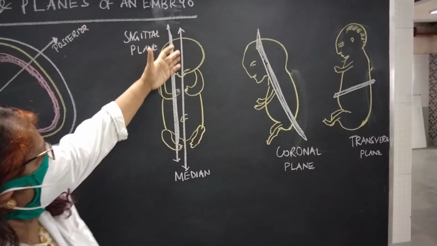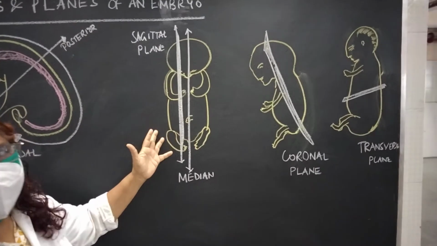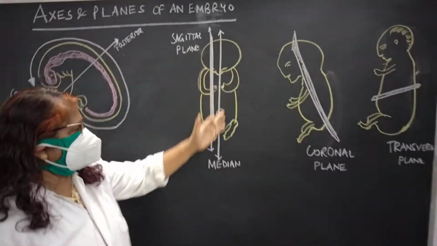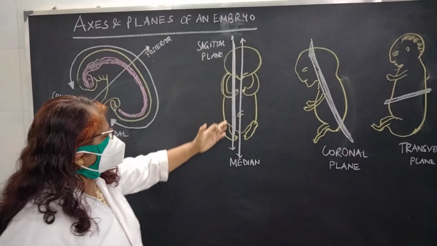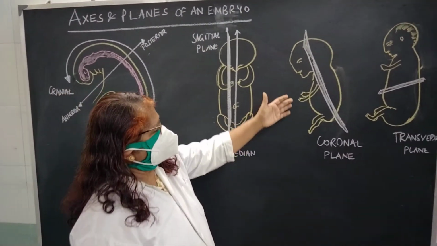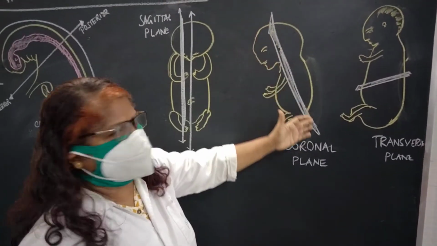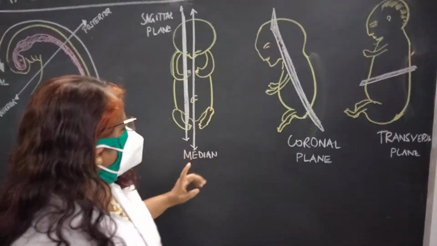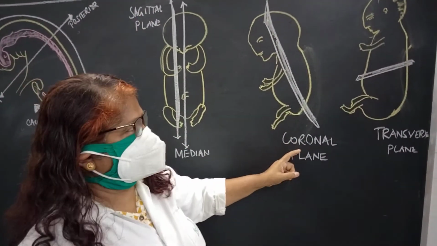This is the midline where the baby is divided into two halves. That is the sectioning through the midpoint, the middle line, that's called the median plane. Parallel to the median plane is called the sagittal plane. Then this is the plane which is perpendicular to the sagittal plane. This is called the coronal plane. So one is the median plane, one is the sagittal plane, one is the coronal plane.